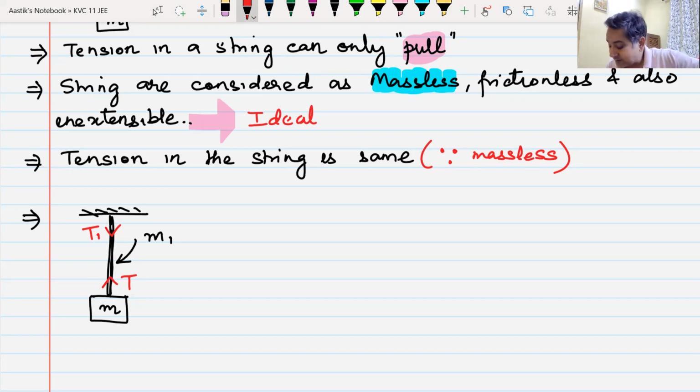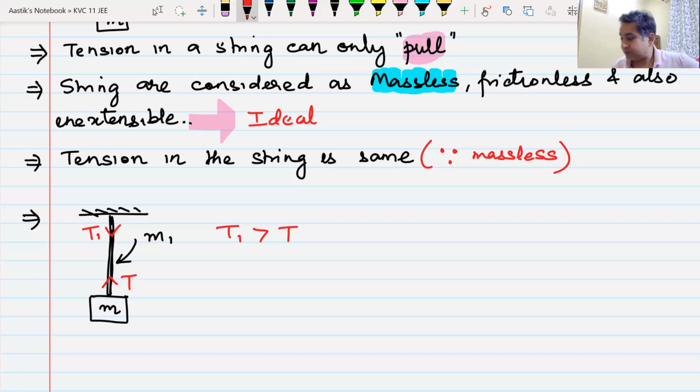Because the string now has a mass. Which tension would be more? The lower tension or the upper tension? Which tension do you think would be more? The lower or the upper one? The tension on the upper part will be more than this tension T in this case.